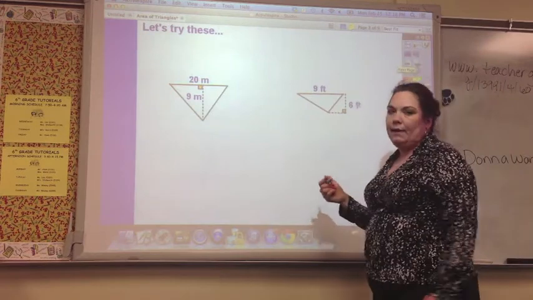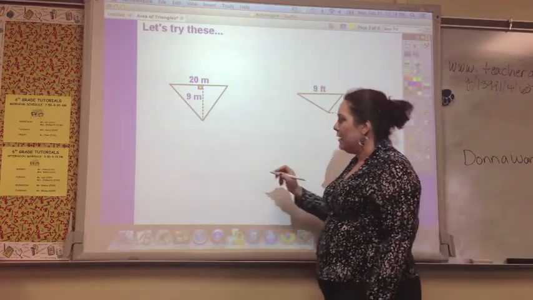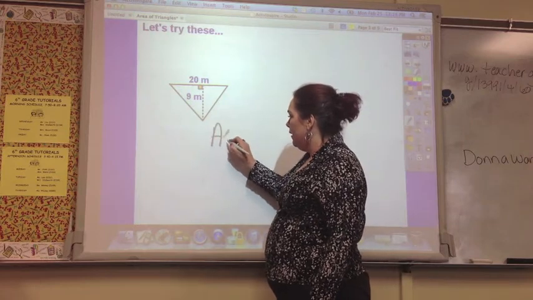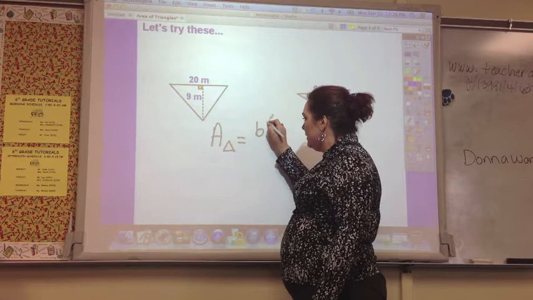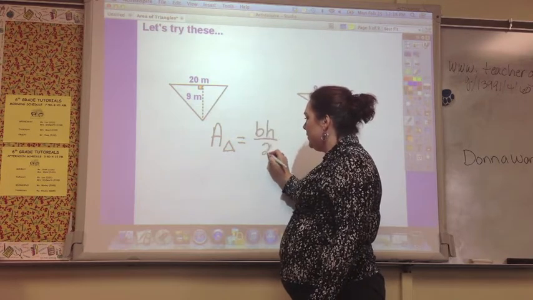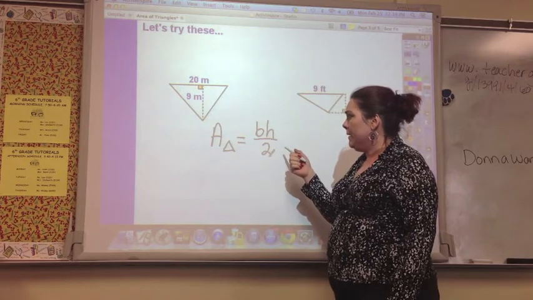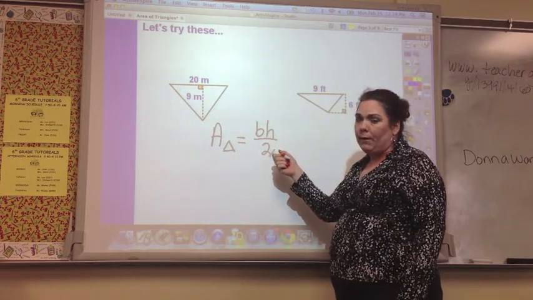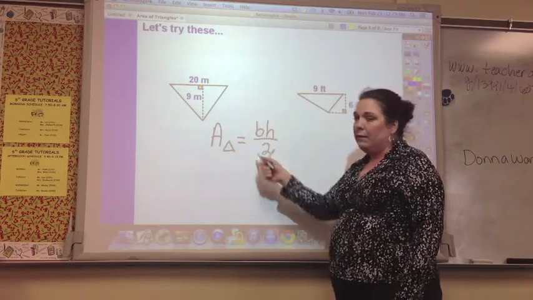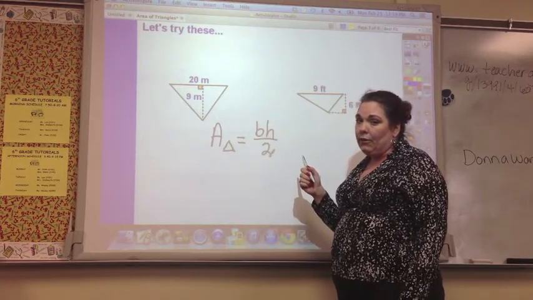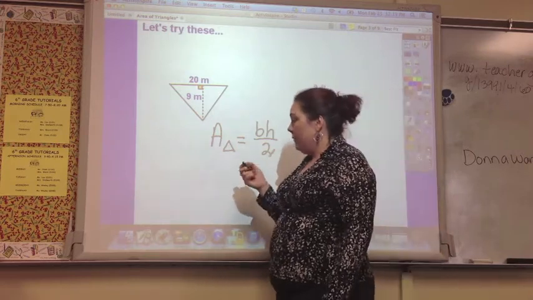So let's try a couple of these. The most important thing to do is to write down your formula: area of a triangle equals base times height divided by 2. And why is that so important? Because if you don't remind yourself to divide by 2, you'll just find the base times the height, which is not the formula for a triangle, and would not be correct.